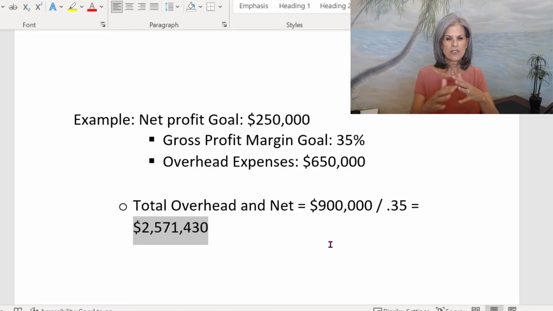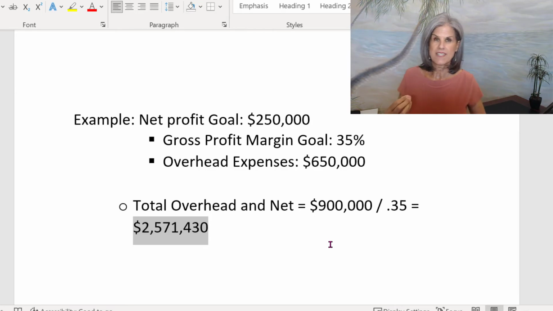So what you might do for yourself is, if you're looking to add more overhead staff, this is a super easy formula for you to apply to be able to see what it is that you need to be doing in terms of volume in order to meet your net profit goal.